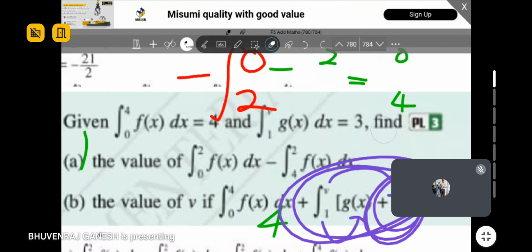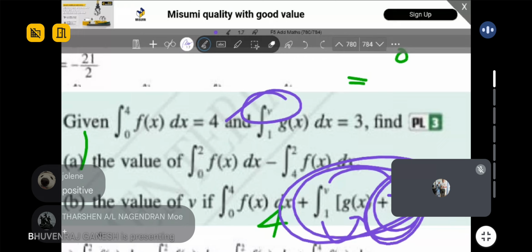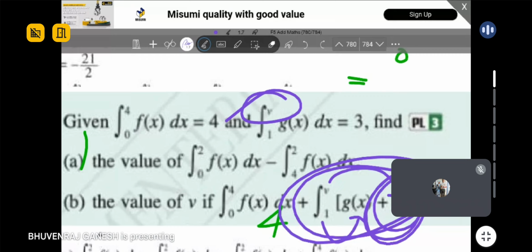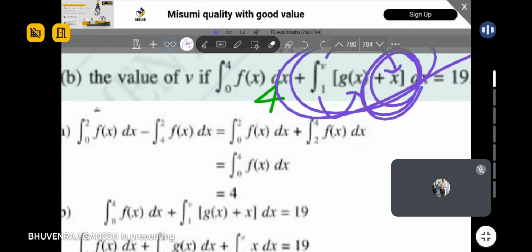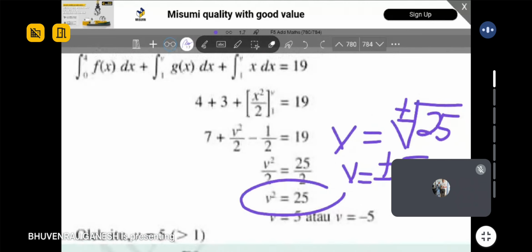Okay guys, if you see the value of V, right, kamu lihat kedudukan V. Kamu rasa V ni kena positif atau negatif? Do you think V should be a positive value or negative value? Yes, of course positive, because it's the upper limit, had atas. Had atas should always be greater than this value. Lebih besar dari 1. So if lebih besar dari 1 means you take 5. Negative 5 you reject. Okay, so that's why the answer is 5.